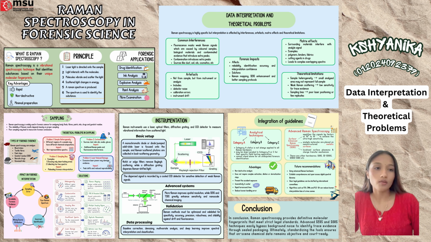In conclusion, while Raman spectroscopy is a powerful forensic tool, its reliability depends heavily on controlling these limitations. There are some techniques that can be used, which are Raman mapping, improved sampling strategies, and also surface-enhanced Raman spectroscopy, which can improve accuracy and reduce uncertainty in forensic interpretation.